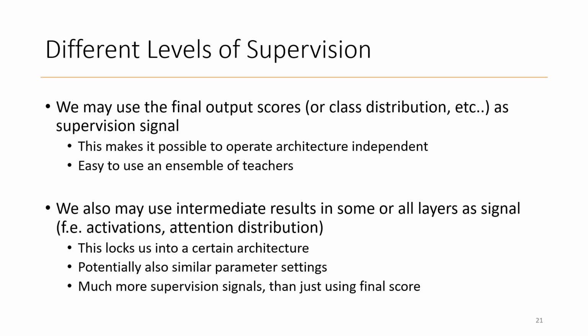But it also leaves information out, intermediate information that we could use as well. And if we look at intermediate results for some or all layers as additional supervision signals, we could, for example, use activations or attention distributions from a bigger, better trained teacher model onto a smaller model. But this basically locks us into a certain architecture with potentially similar or same parameter settings. But it also provides us much more supervision signals than just using a final score.